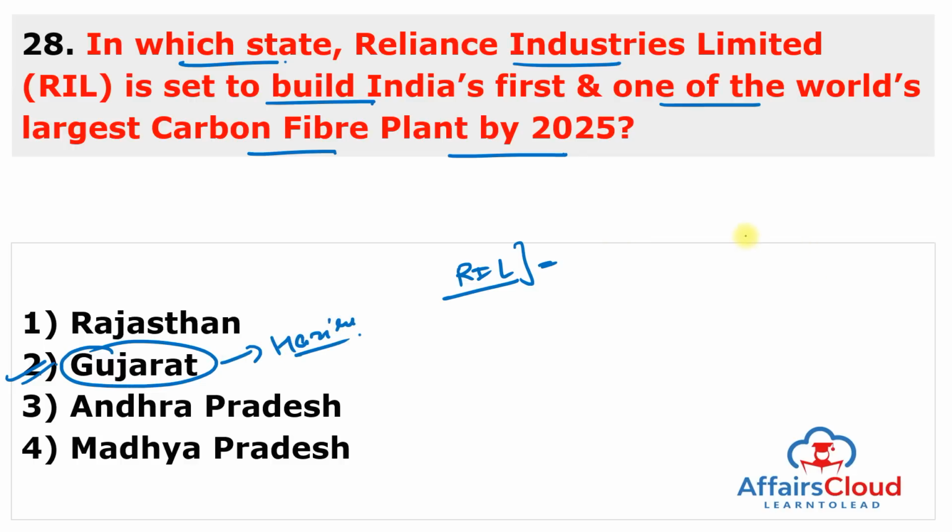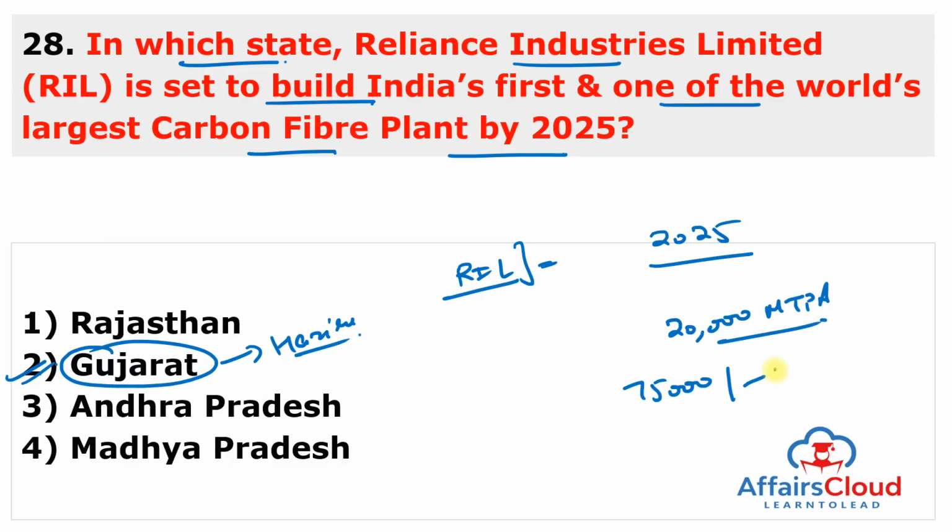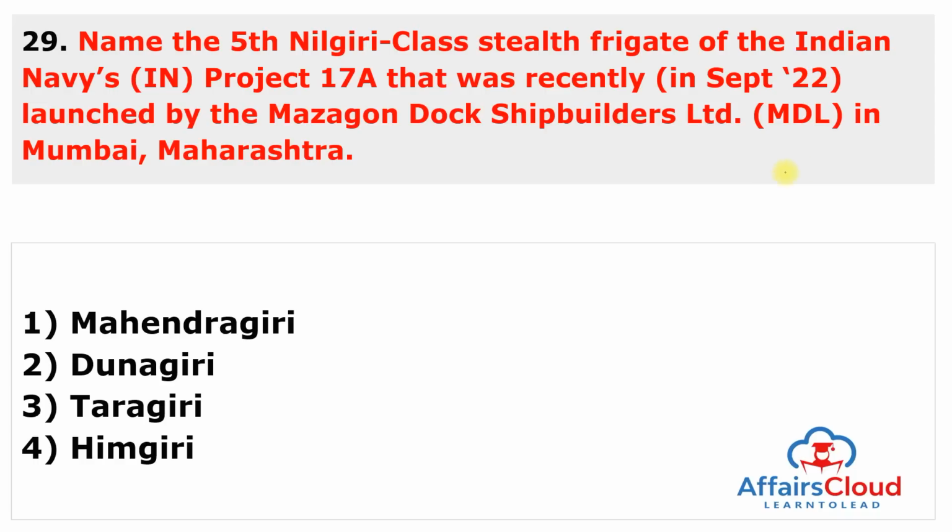And the plant's first phase will be completed in the year of 2025. And the plant is based on feedstock and will have a capacity of 20,000 metric tons per annum. And the investment of Reliance is 75,000 crore over the 5 years in Reliance oil to chemical business to expand capacity in existing and the new value chains. So the exact place will be Hazira.